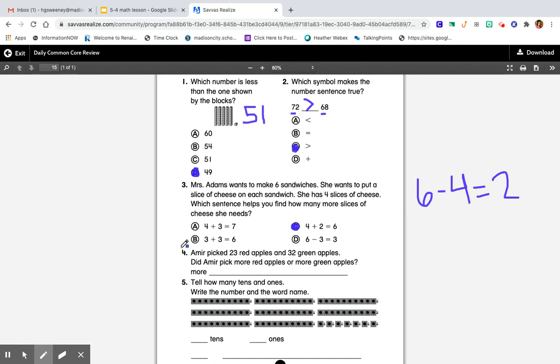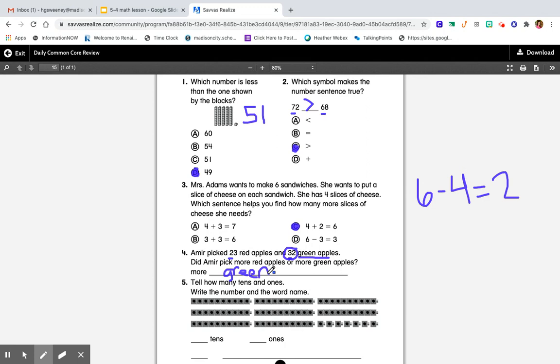Amir picked 23 red apples and 32 green apples. Did Amir pick more red apples or more green apples? Well, let's look. 23, there's a 2 in the tens place. 32, there's a 3 in the tens place. I would rather have 3 than 2. So that means that 32 is the greater number. So he actually picked more green apples than red. So I'm going to write more green as best as I can.